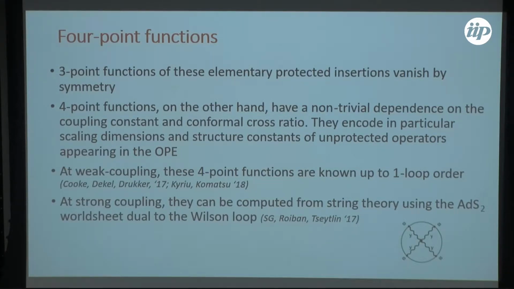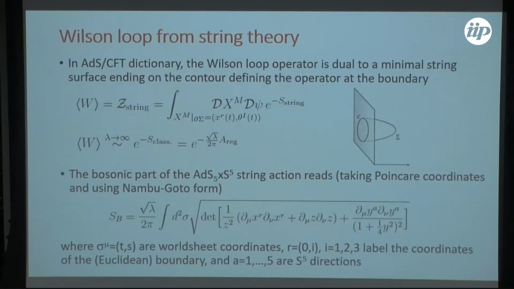At strong coupling, they can be computed using the AdS2 worldsheet, which is dual to this Wilson loop. This is the calculation that we first did in a paper with Radi in the summer of 2017. So I'm just going to very briefly review this. I also talked about this in other talks that you may have seen. So let me just briefly recall the general dictionary for Wilson loops.